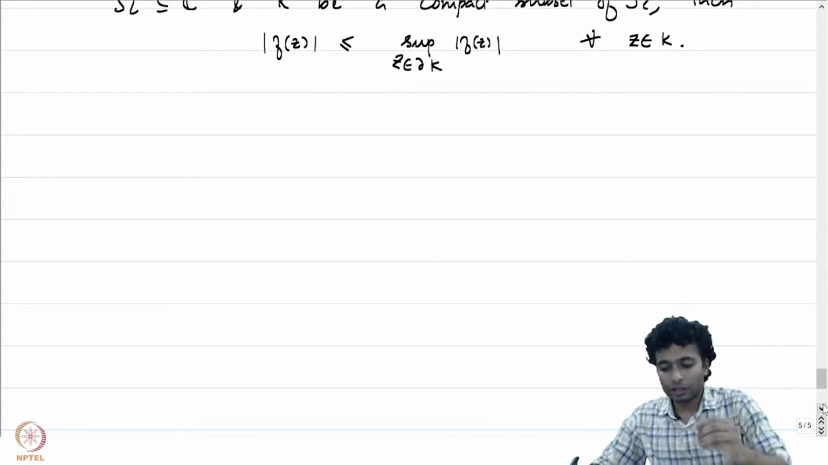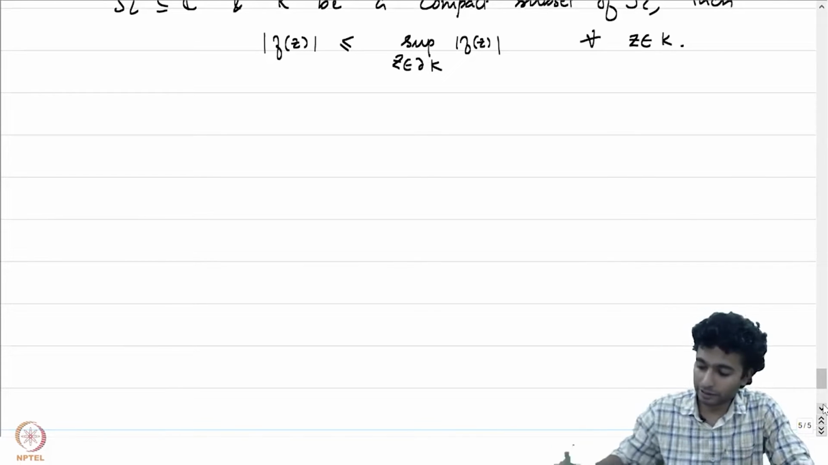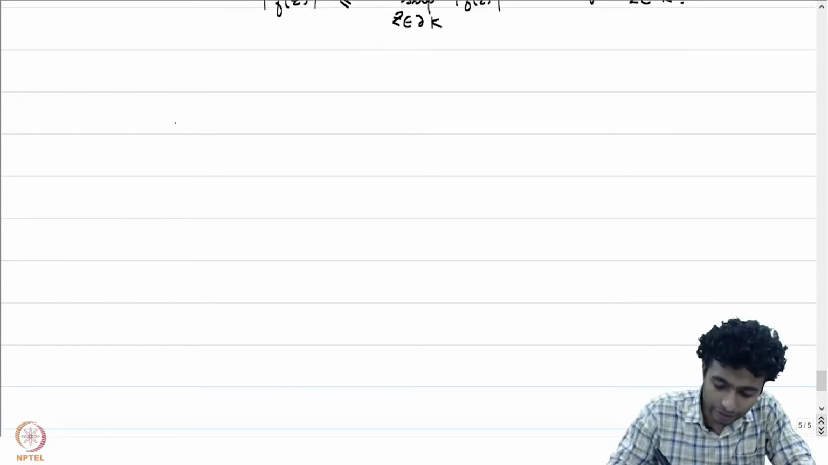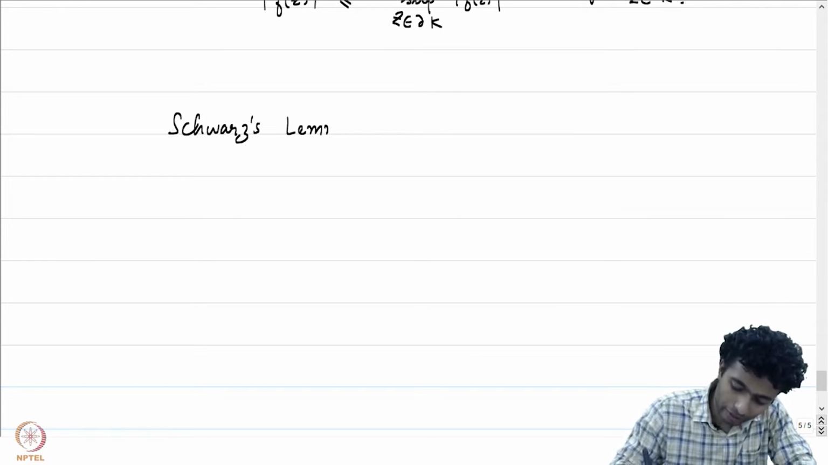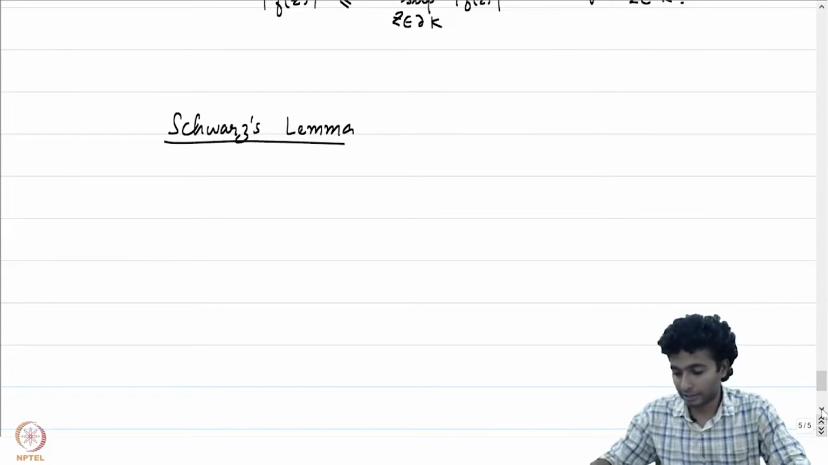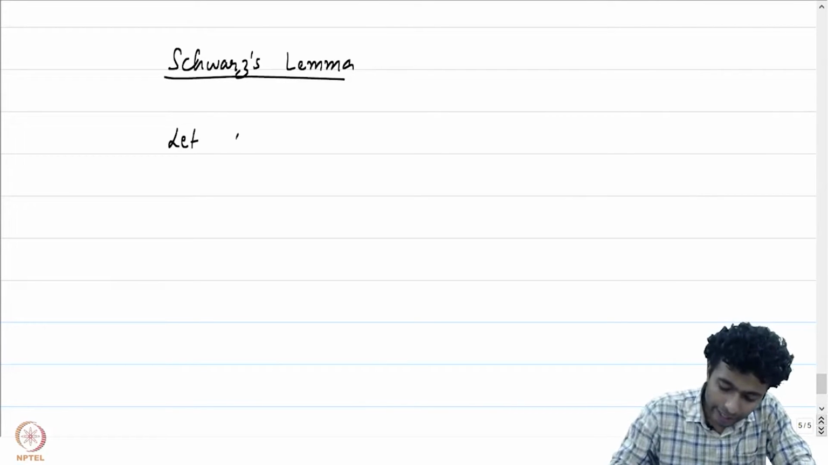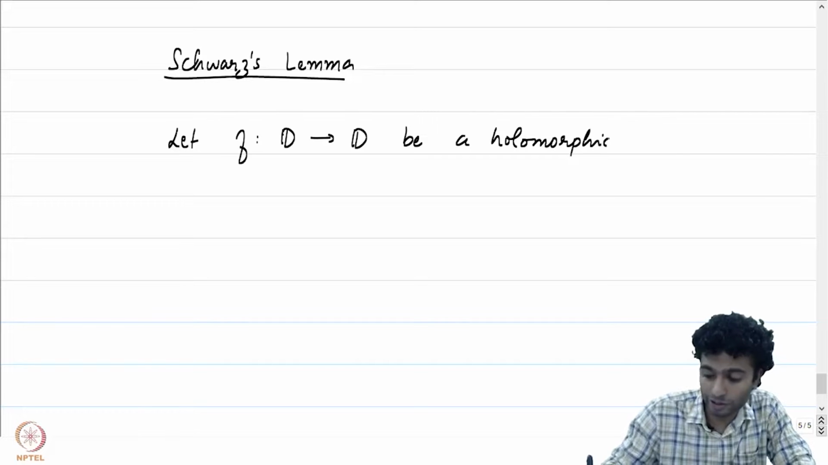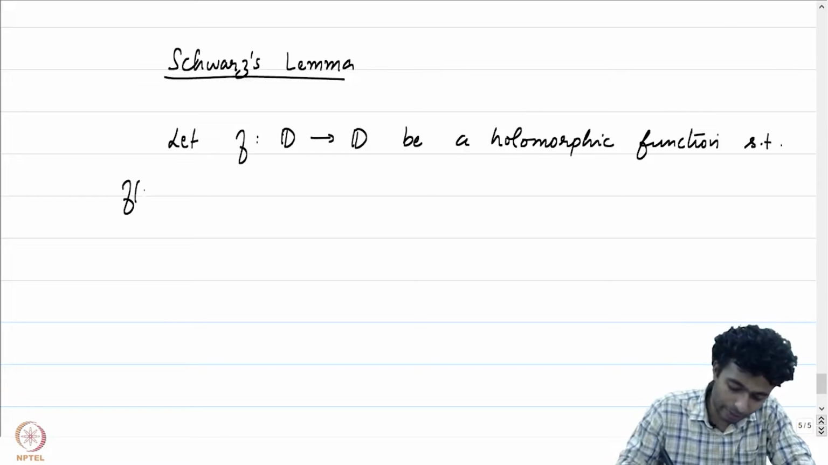Let me now bring your attention to the very special unit disk. In this lecture, we will mostly be dealing with omega to be the unit disk. And let me just state the Schwarz's lemma, and we will describe what the lemma says after we write the statement. So to do that, let f from D to D be a holomorphic function which fixes the origin, such that f(0) is equal to 0.